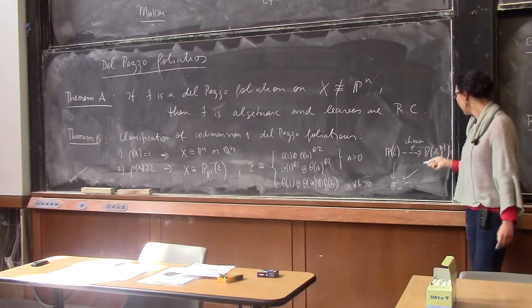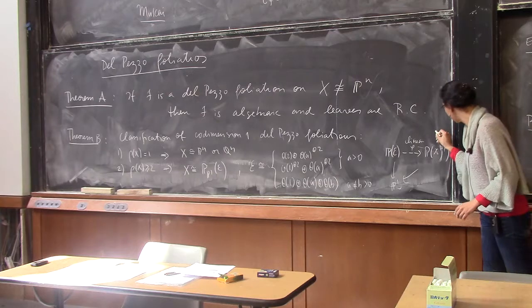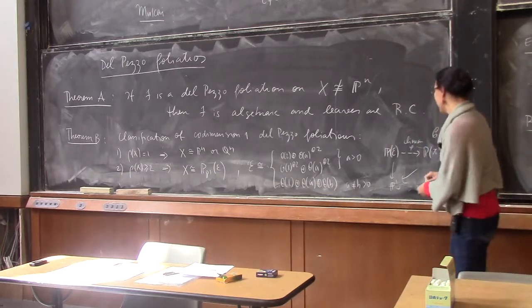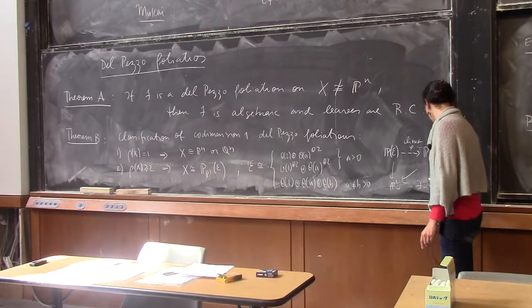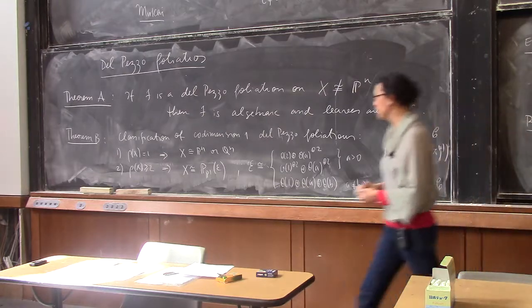And here you have a foliation by curves whose determinant we understand. So here there's a foliation by curves. And our F is just the pullback of this foliation. So this is a complete classification.